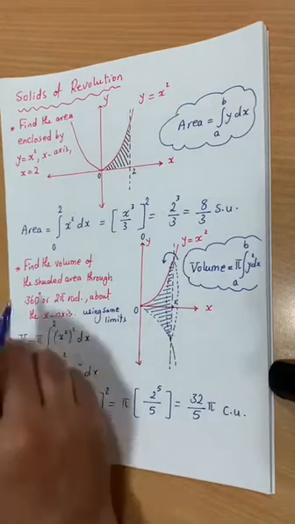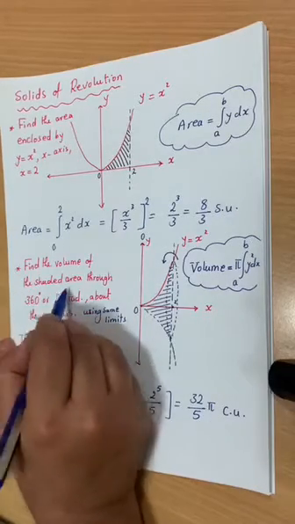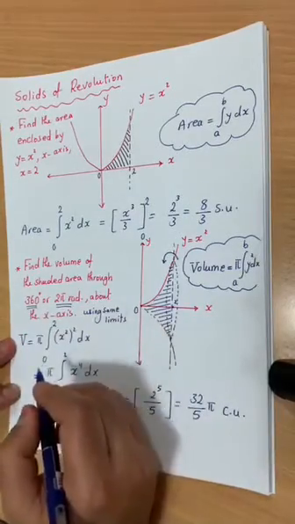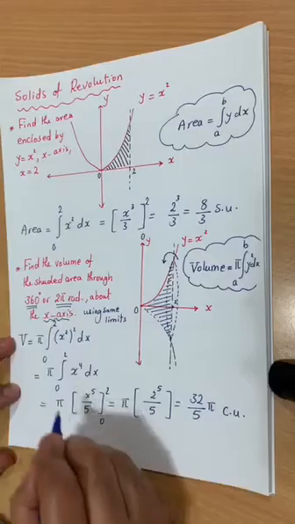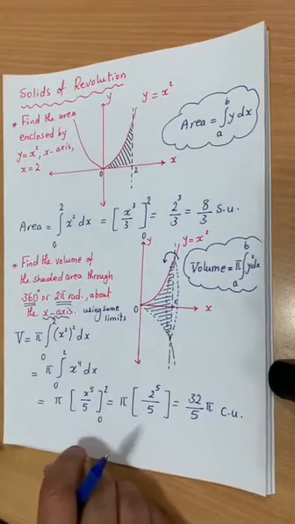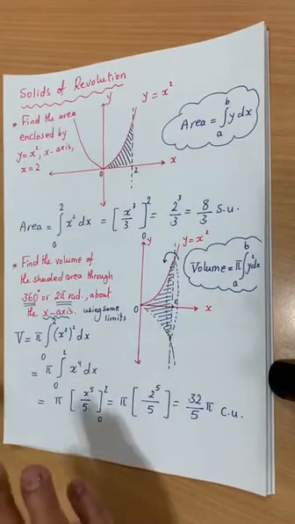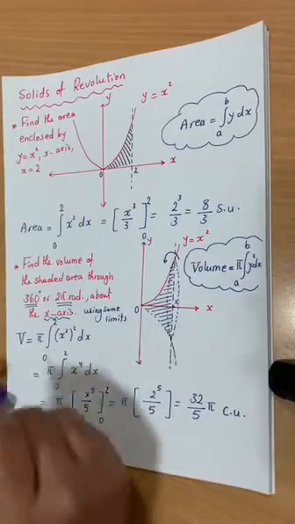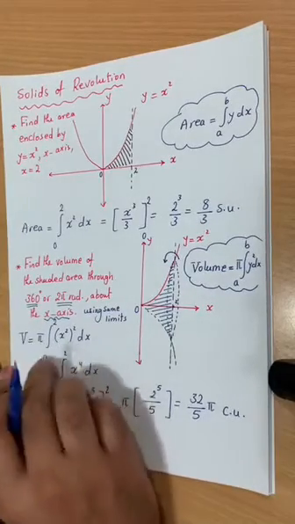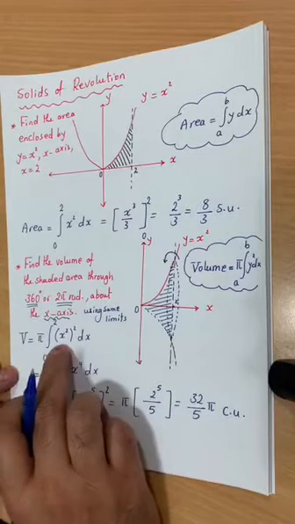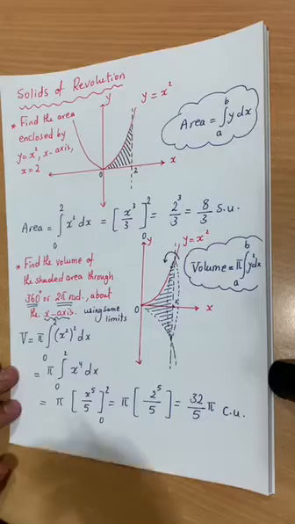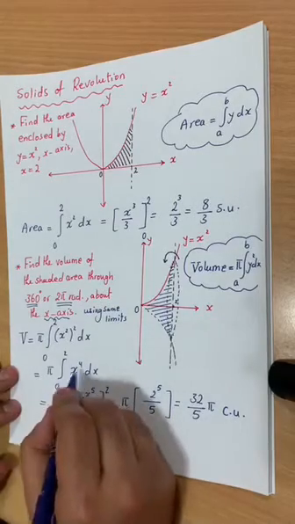Now volume, see, find the volume of the shaded area through 360 degrees or 2 pi radians, which is the same thing, about the x-axis. All the questions that you're going to do on this chapter are only with respect to the x-axis. Okay, so volume is equal to pi integration from 0 to 2 of x squared all to the power of 2. When you raise a power to a power, you multiply, so it's x to the power of 4.